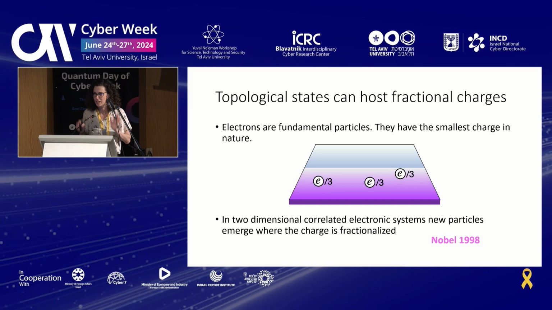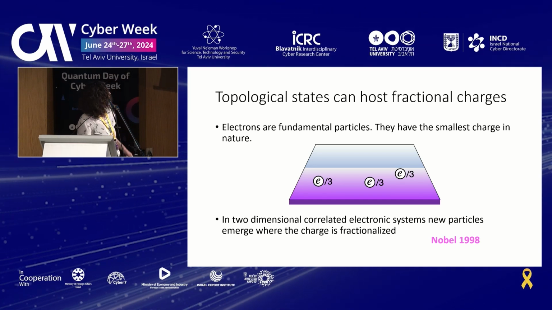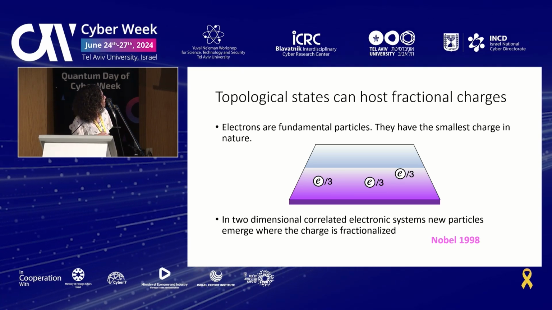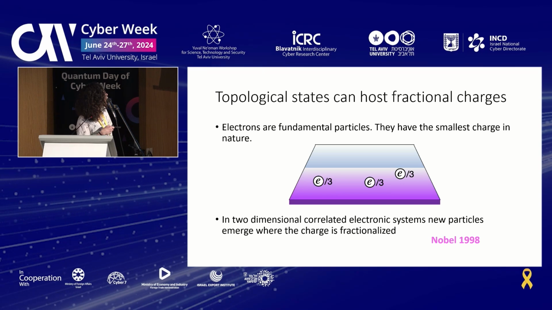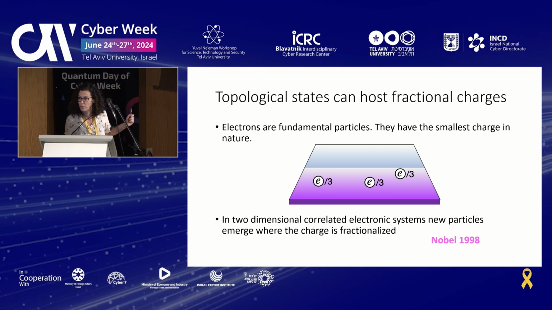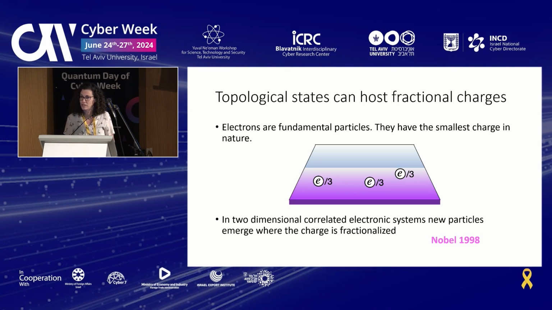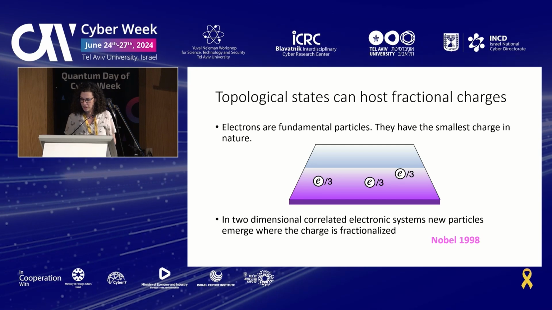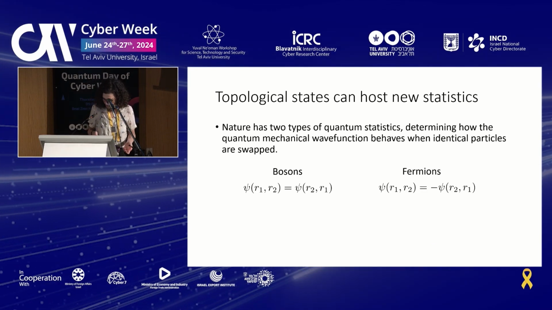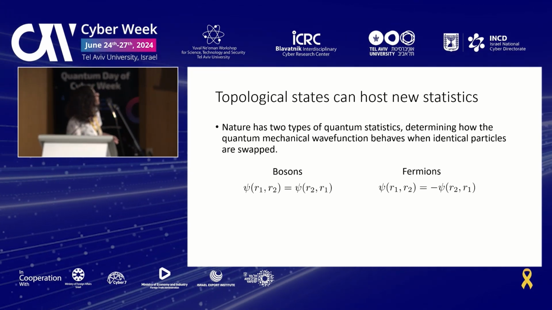And this is a result of electron correlations. This is what we call a many-body effect. It's a collective excitation in the system. And this is possible in 2 dimensions. In 2-dimensional correlated electronic systems, new particles can emerge where the charge is fractionalized. This is another Nobel Prize that was given in the 1990s, both for experiment and for the theory that explained this effect due to correlations. Okay, so we see that we can fractionalize charges, but what other interesting properties can these particles have?